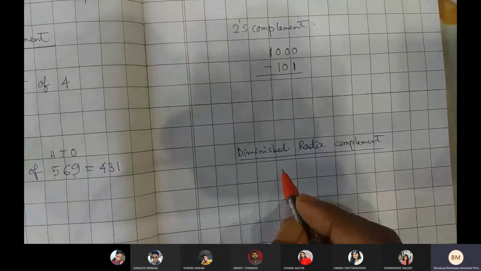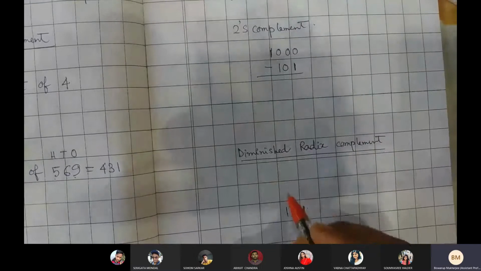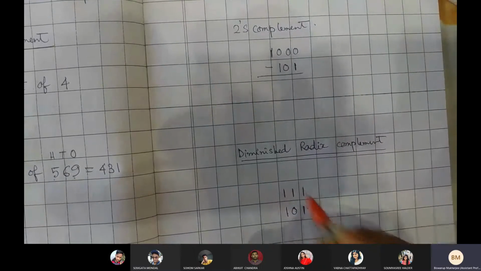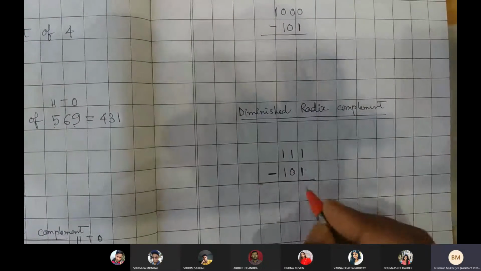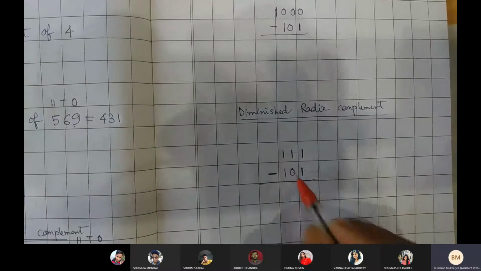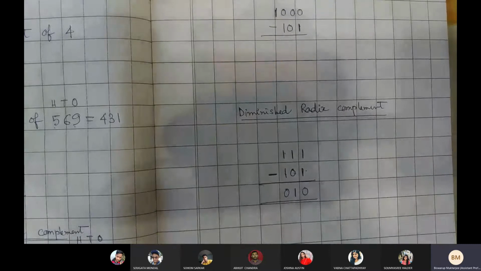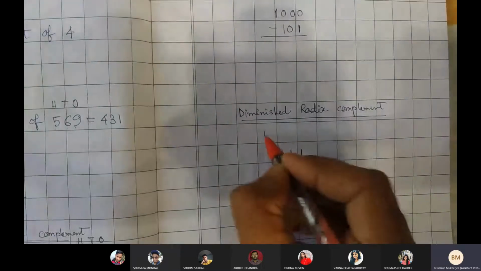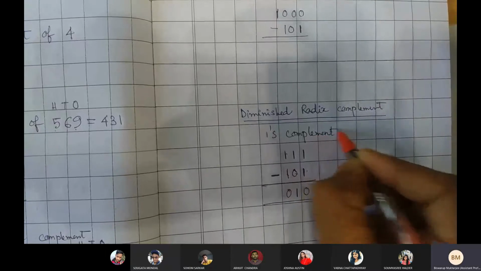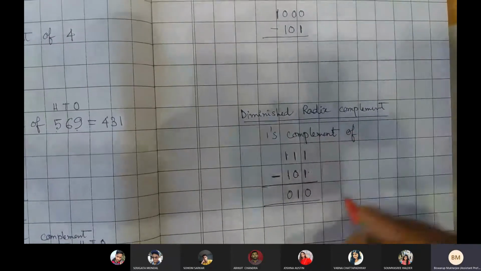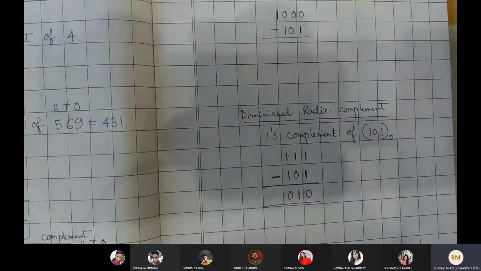So again, the number which was there, 101. For a 3-bit number, what is the maximum value you can have? You can have the maximum value as 111, right? So make it a subtraction. 1 minus 1 is 0. 1 minus 0 is 1. 1 minus 1 is 0, as we know. So this is actually the ones complement of the number 101.